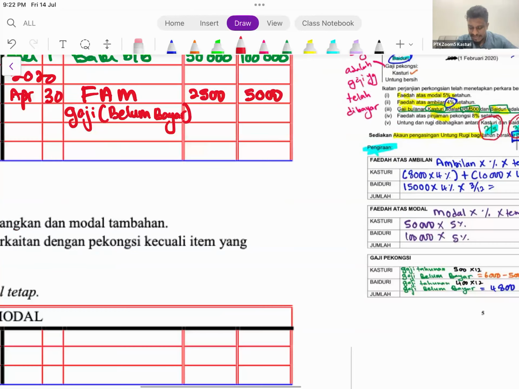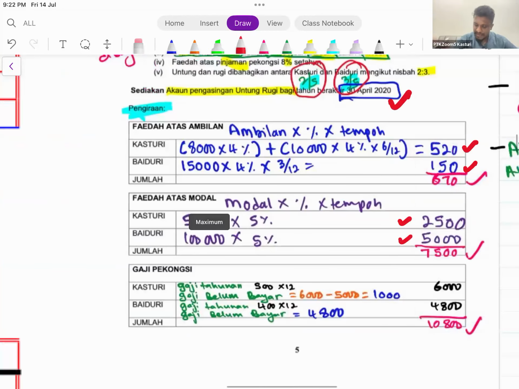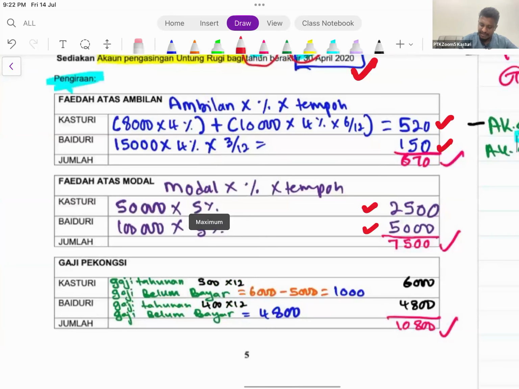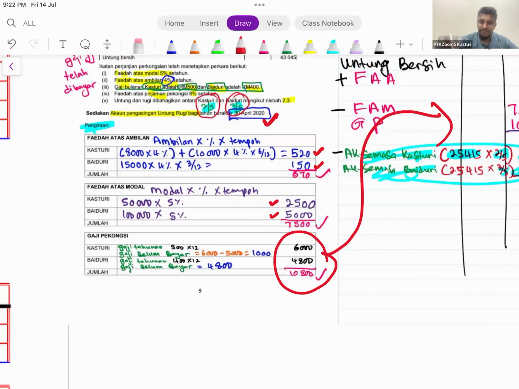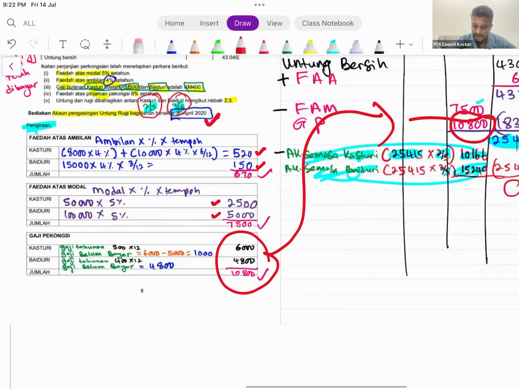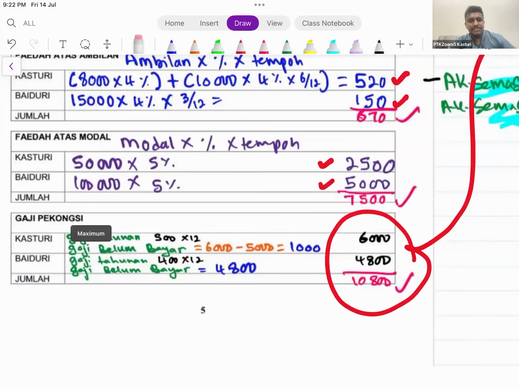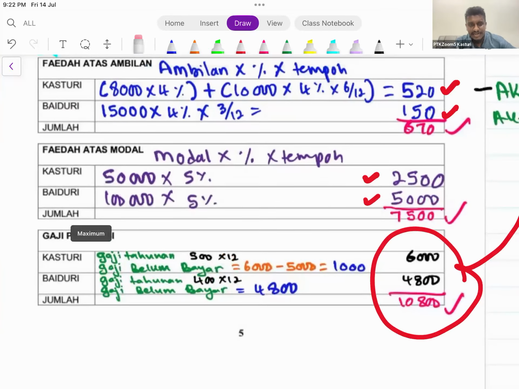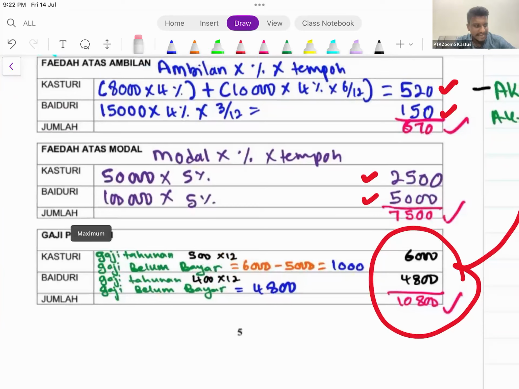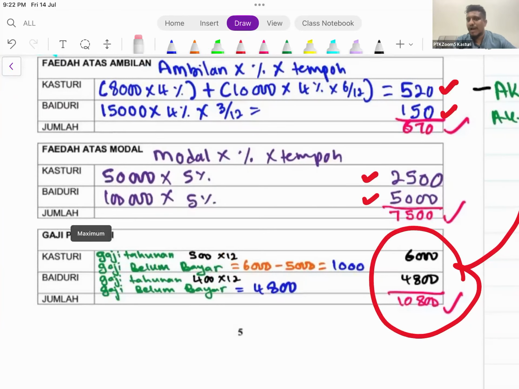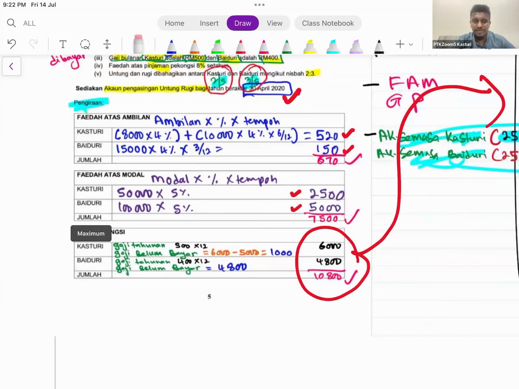In the pengiraan there, I asked you to calculate gaji tahunan. We take the gaji tahunan, we recorded it in the pengasingan untung rugi. But I also calculated the gaji belum bayar, which I didn't use just now. I asked you to calculate gaji belum bayar 1,000 and 4,800, but I didn't use it. Why? Because I want to use it now. That's why I asked you to calculate.